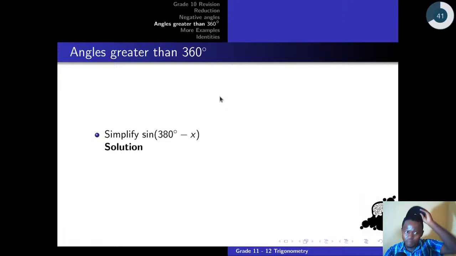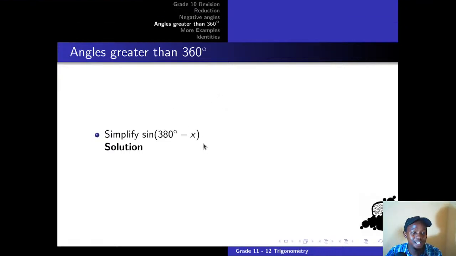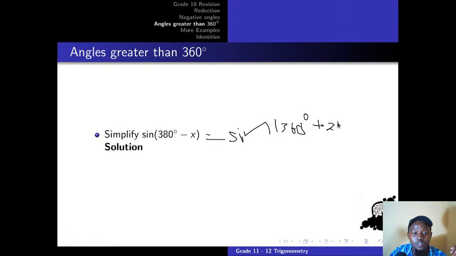Here's a different example. In this case, we have sine of 380 degrees plus x. So we can say this is equal to sine of 360 plus. Now let's think for a moment. Which angle do I add to 360 to get me 380? The answer is 20. So this is going to be sine of 20 degrees minus x.